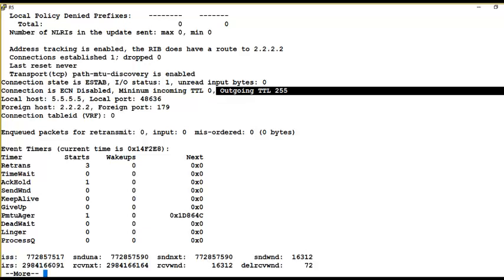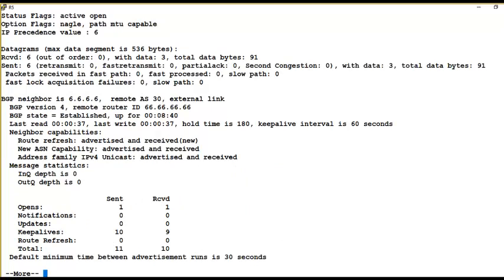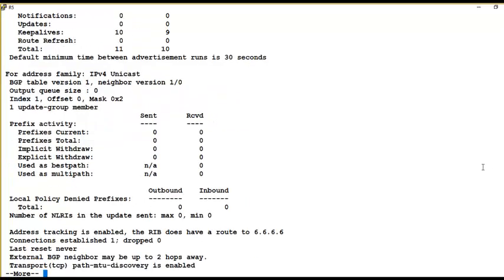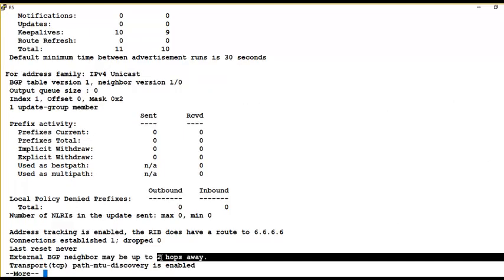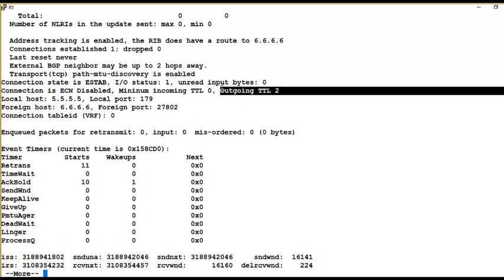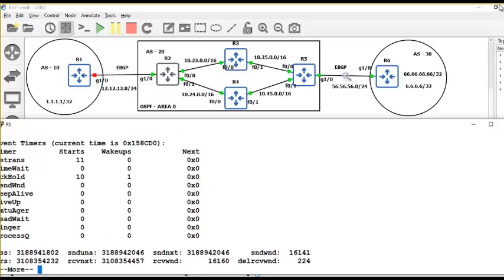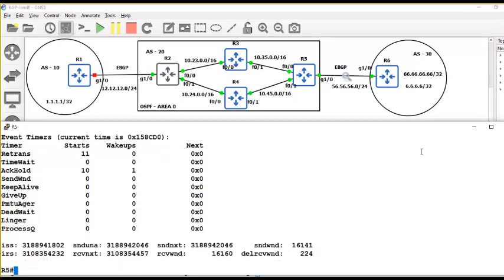Why have they done this? This means that IBGP need not be directly connected. That is the meaning of TTL value 255. EBGP needs to be directly connected. That is the meaning of TTL 1. But because we are forming a neighbor between loopback to loopback in EBGP, we have changed the TTL value to 2 hops away. The neighbor can be anywhere less than 2 hops away. Right? Is this clear so far? Yes, sir.